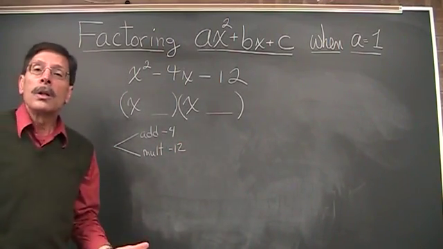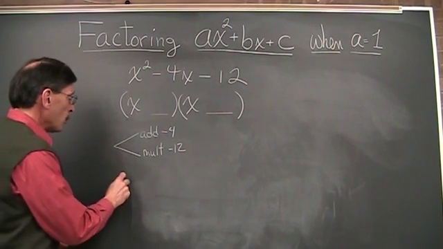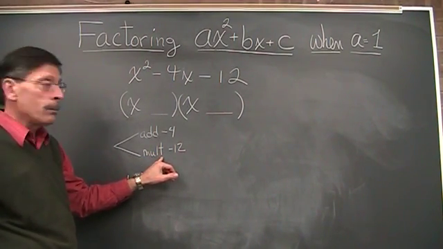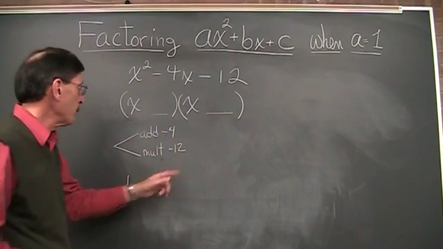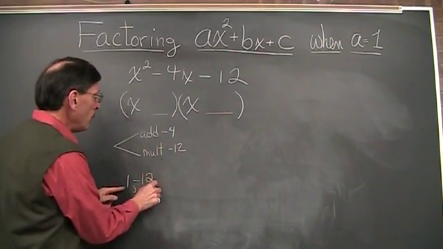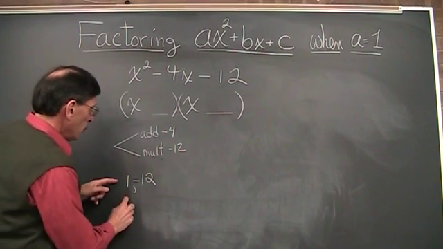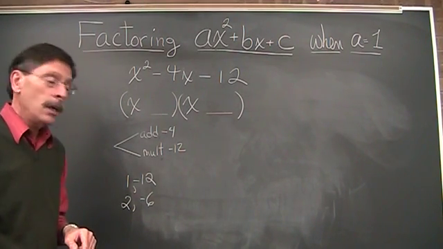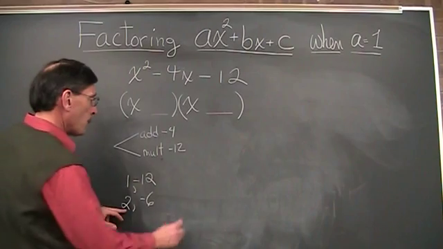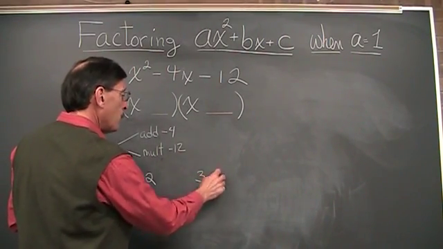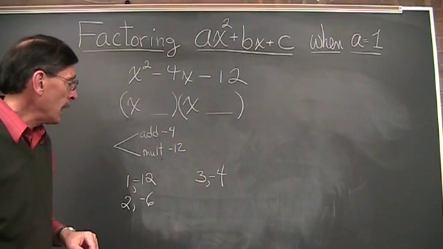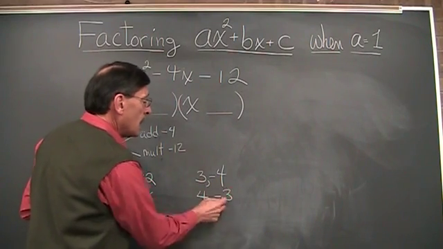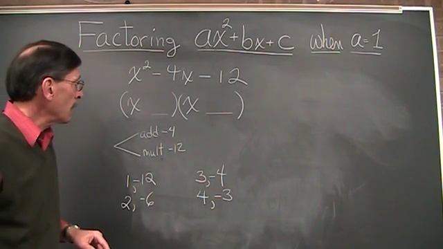And we'll do our usual. We'll start with the number 1. Now keep in mind, I'm going to write my list of pairs of numbers that multiply to -12. We'll do that first. 1 times -12 gives me a -12. 2 times a -6 gives me a -12. 3 is next. 3 times -4 gives me a -12. 4 is next. 4 times -3 gives me a -12.